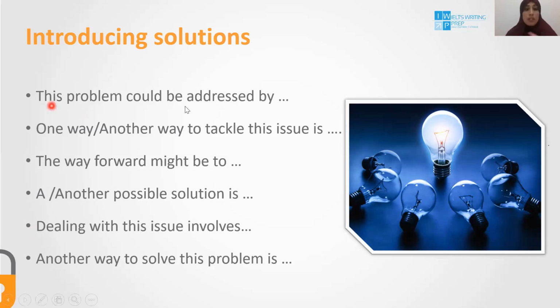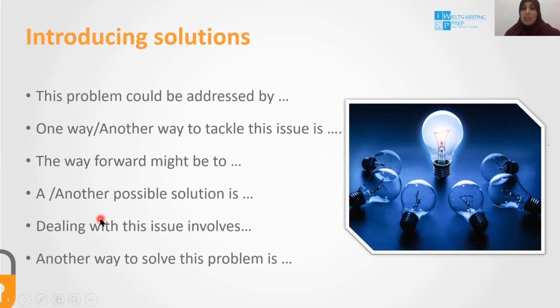And we've got the first one. This problem could be addressed by creating more jobs. One way to tackle this issue is to create more jobs. The way forward might be to create more jobs. A possible solution is to create more jobs.